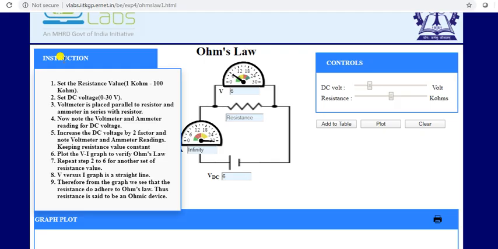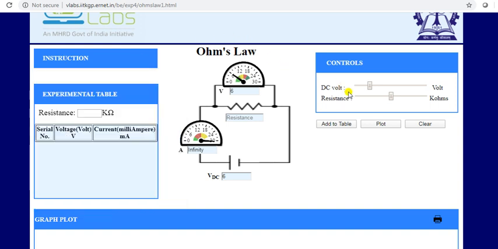So let's start the simulation of Ohm's law. First, we fix the value of resistance to 11 kilo ohm and initial voltage is 0. So the value of current in ammeter is 0. Add these values to the experimental table. Now change the value of DC voltage. For 1 volt the value of current is 0.09. Add this value. Change the value of DC voltage.